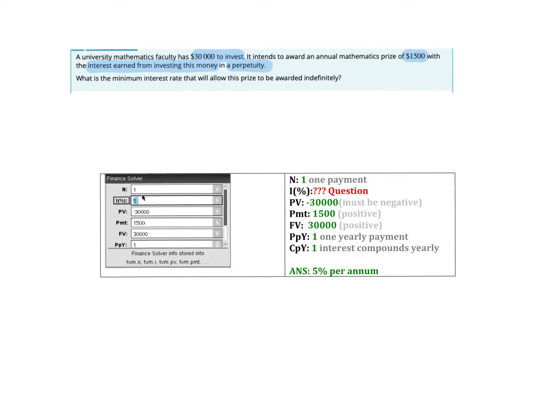So we know that this is our negative PV and our positive FV. You might write that. This is your payment, and it would be a positive because you would be getting it. And then it said, what is the minimum interest rate? So I is the question. And so you can see we've popped everything in, and it says to be awarded annual. So that is how you know PPY is 1. So the annual, it means it's once a year. So we can fill in all the things in our finance solver, and the only one missing was the interest, and you can see that's how we got 5% per annum.